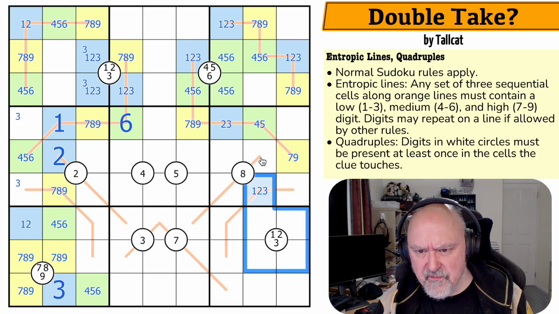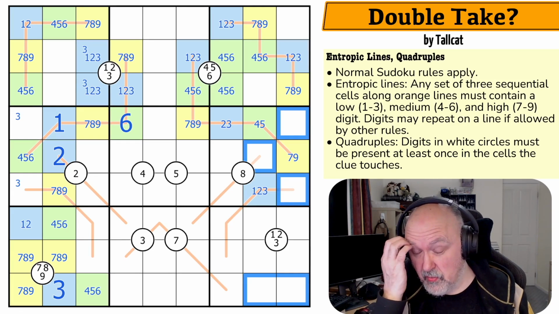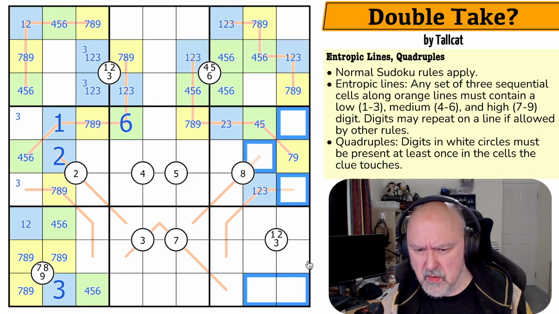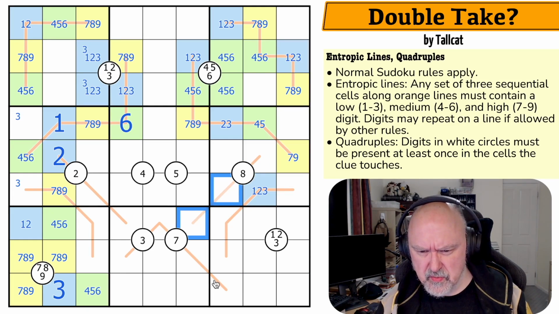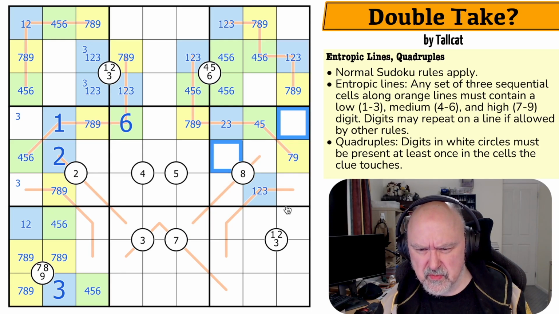I've got 3, 4, 5, 6. None of these are low. None of those are low. So low is in one of those two. Low here just works, doesn't it? Low here means neither of those are low. It puts the other low in one of those two.